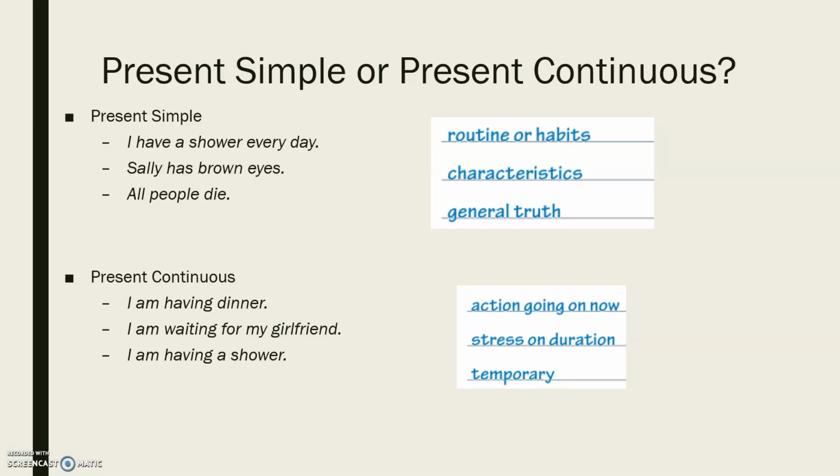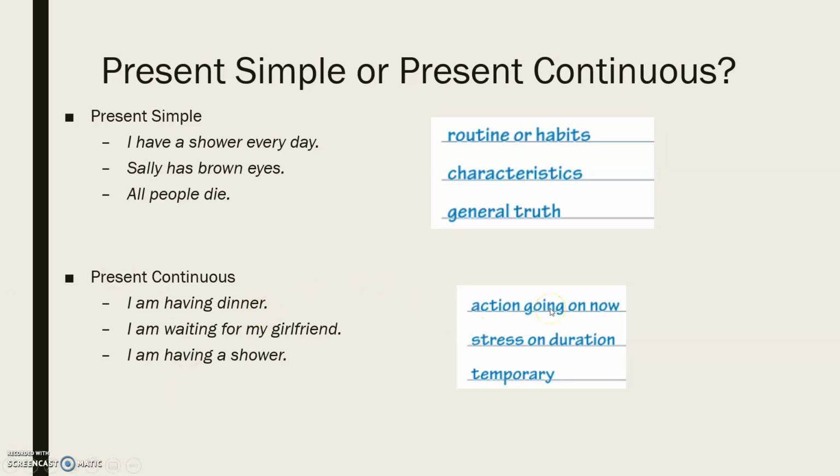Often there's a stress on duration. You want to emphasize that something is happening for quite a long period. A good example is I'm waiting for my girlfriend, I'm waiting for the bus to come. It's taking a long time. So stress on duration, and it's temporary. It's tijdelijk. It won't go on forever, the waiting or having dinner or taking a shower. It only takes for instance half an hour or 5 minutes or maybe an hour, but it's temporary. So that's typical of present continuous.